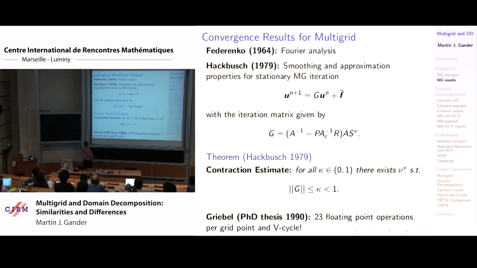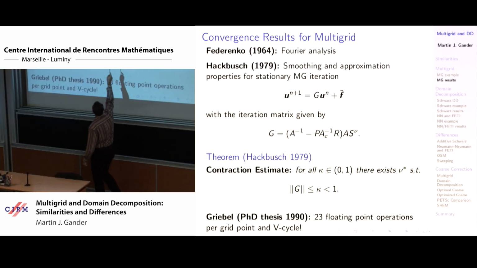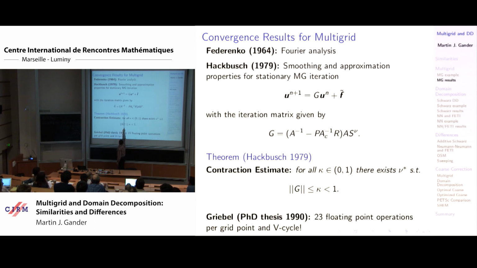This is Fourier analysis. Then in 1979, Hackbusch came up with a very general convergence estimate for multigrid, and he writes the multigrid iteration in one step. You see there's a u^{n+1} of my previous algorithm related to u^n with a matrix G, and here you see the components that I had before. There is the smoothing, the residual calculation, the coarse grid correction, and then added as a correction. So this is exactly the algorithm I had on the previous slide, except it's written in one line, and I don't do post-smoothing here because Hackbusch also in his original paper didn't do post-smoothing. He just considered the pre-smoothing step.